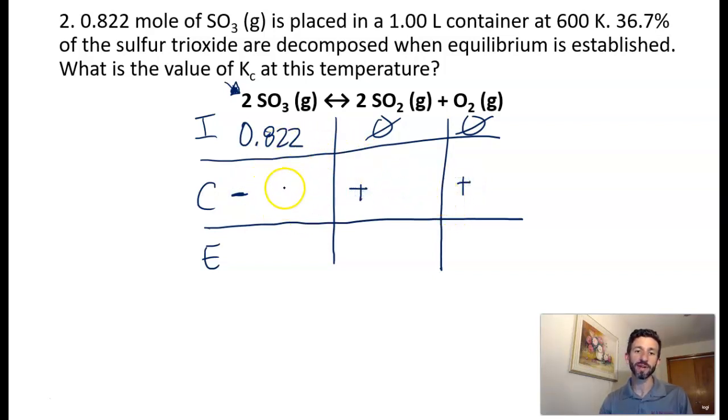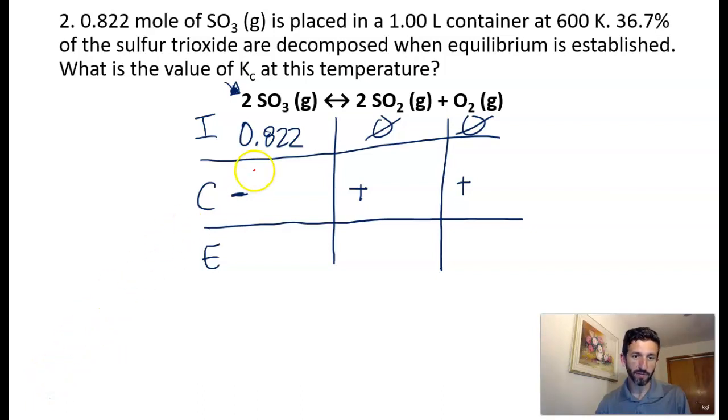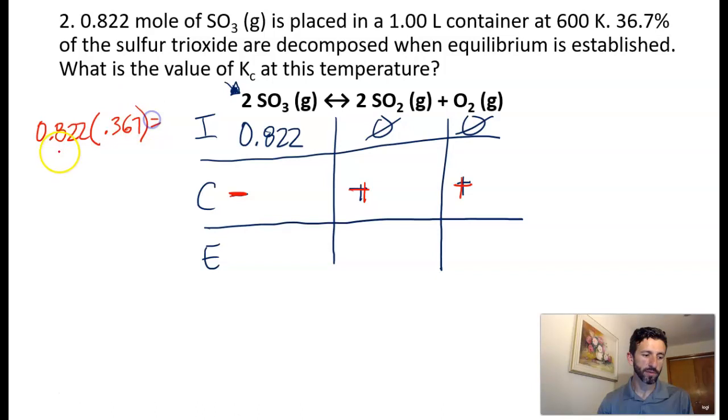Now, how much am I subtracting? I'm going to change my color here so we can see the different things. So this is going to be subtraction, addition, and addition. Well, 0.822 times 0.367 equals 0.302. Okay, if I'm rounding to my 3 sig figs. So I lost 0.302.